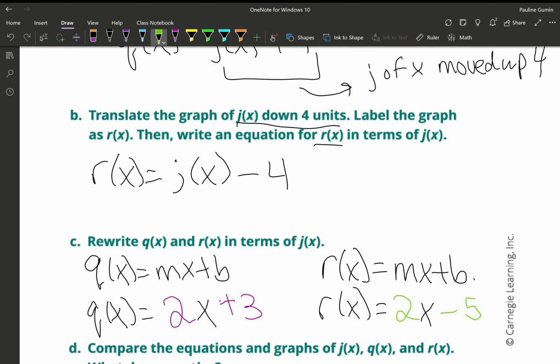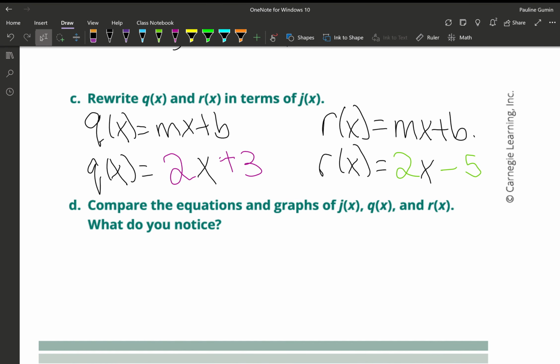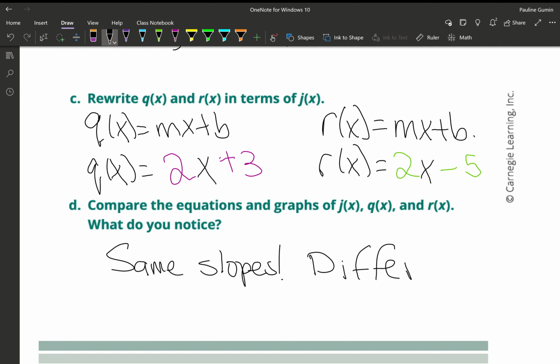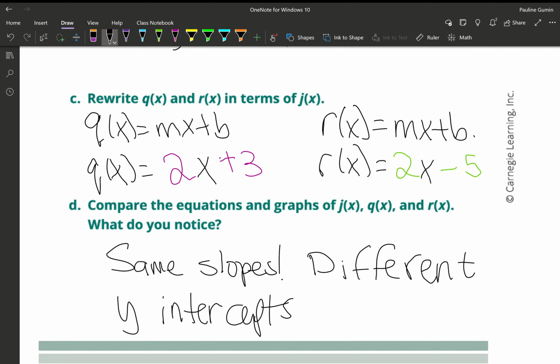Okay, wonderful. And the last question that I have here about comparing the equations, what do I notice? This is really something that I'm going to ask to the class as I give this lesson. But if you were to ask just me as Guman, what do you notice, Guman? I would say, you know what? They all have the same slope, but different y-intercepts. So I'll write that down. Same slopes, different y-intercepts. Okay, and that is today's lesson.